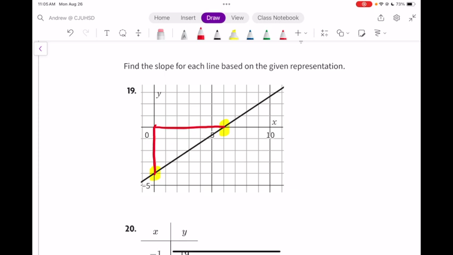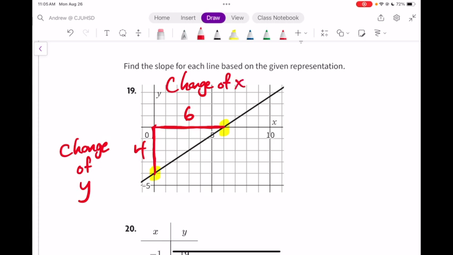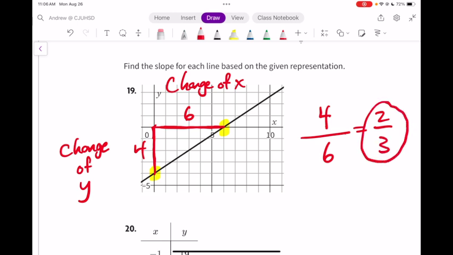So you're counting up 1, 2, 3, 4 squares this way, and 1, 2, 3, 4, 5, 6 squares that way. Remember we said last week that the change of y and change of x is how we define slope. So we're changing 4 and we're changing 6. 4 over 6, or as that reduces, 2 over 3, that is the slope of this line.